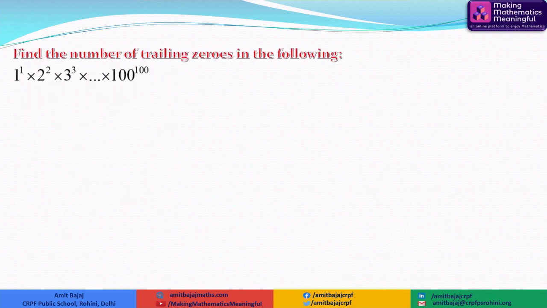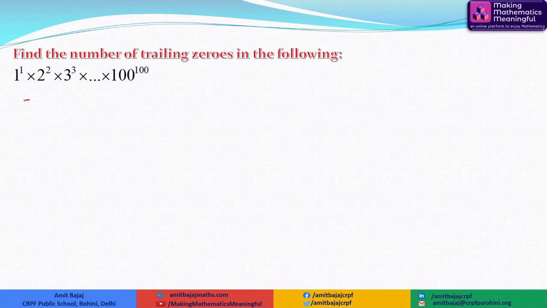Consider the next problem. It's 1 raised to the power 1 into 2 raised to the power 2 into 3 raised to the power 3 up to 100 raised to the power 100. It seems to be very similar to the last problem, but one needs to observe carefully here. Now, we need to check whether the multiples of 2's or the multiples of 5's are more, and accordingly find that power.